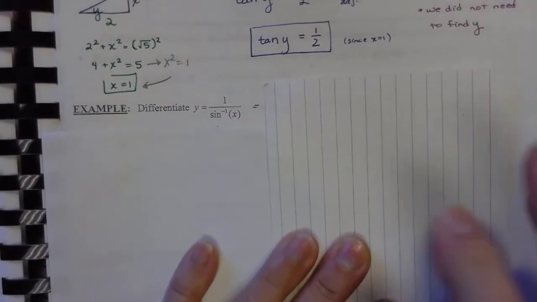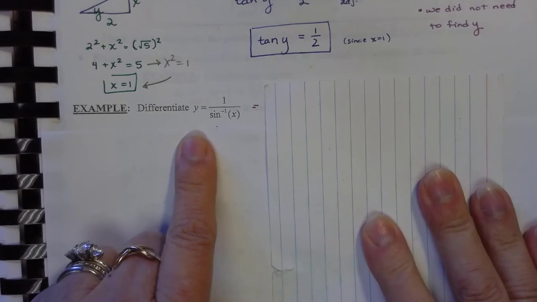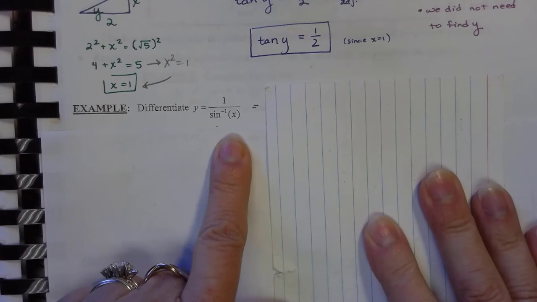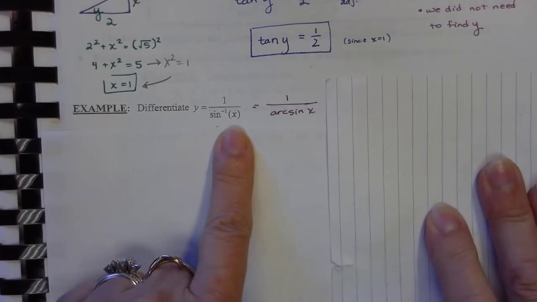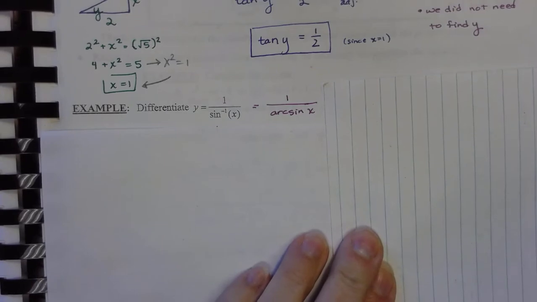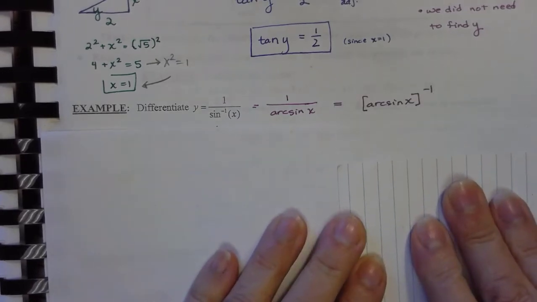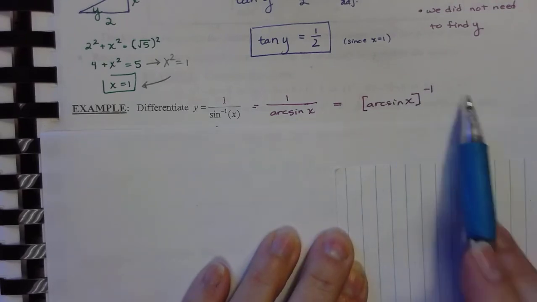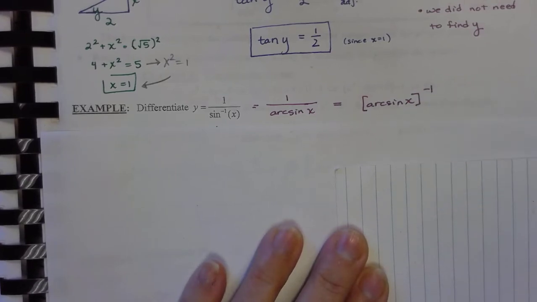Okay, what about this one? We're going to take the derivative of y, which is 1 over the inverse of sine x. That is not 1 over sine x. That is the inverse function. So we're going to write that as arc sine. We're going to make fewer mistakes if we think about that as arc sine. Which means arc sine of x to the negative 1. That is a negative 1 used in the way we think it should be used.